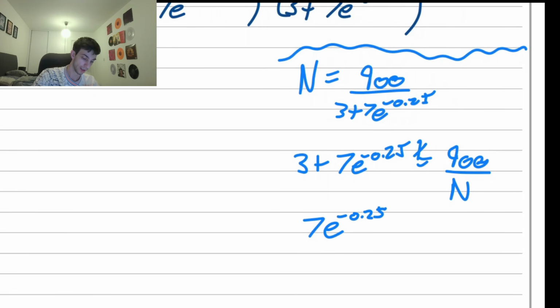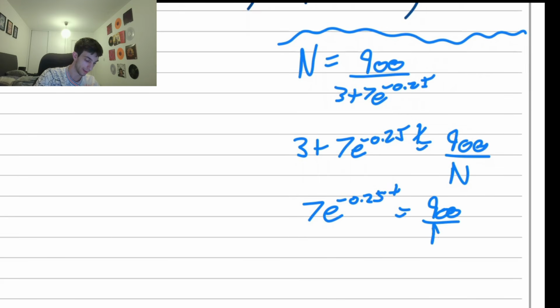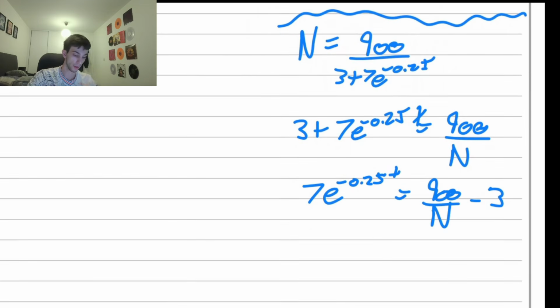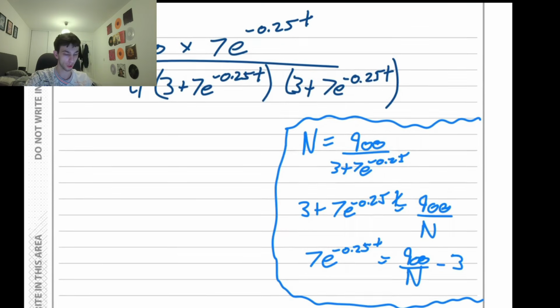Okay, that's useful. And then we also have, just seeing everything that we may potentially have to substitute, 7e to the minus 0.25t, so there should be a t here. This will be equal to 900 over n, take away 3. Okay, so that's all the useful substitutions that we can use in the question.